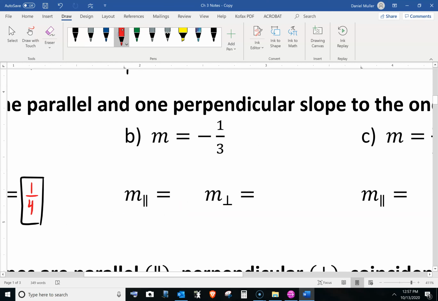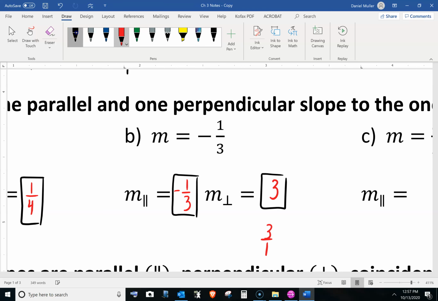Now, let's try again. Parallel slope. It's -1/3, so we'll keep it -1/3. Now, perpendicular, we're going to flip that to 3/1. But we don't need to write the 1, nor do we have to write the plus sign. So it's just a positive 3/1, which we just write as a positive 3. But you could write 3/1 if you wanted to. We should not write the plus sign because that's just given.